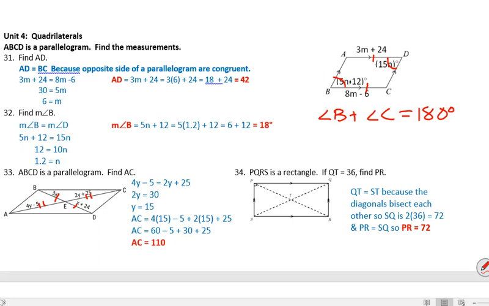Then with 34, this is a rectangle. Well, one of the properties about a rectangle is that the diagonals are congruent. So we know that QT is congruent to ST because the diagonals bisect each other, but we also know that these diagonals right here are congruent. So if QT is 36, then this is 36. This one would be 72, but this also would be 72. So recall those properties.